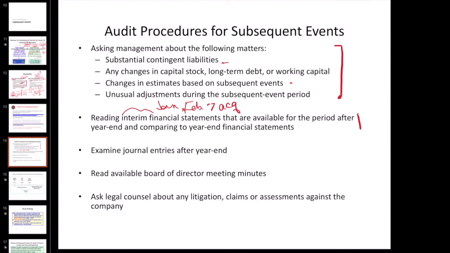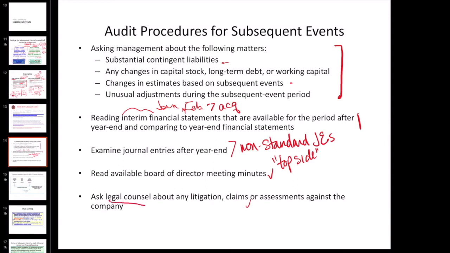We can also look at journal entries after year end, especially non-standard JEs, which if you remember, we talked about how there are non-standard or topside journal entries that occur outside of the normal GL system whenever a company has to do journal entries after the books are officially closed. And so those can often be an indicator that a subsequent event has possibly happened. We talked already about reading board minutes and talking to legal counsel.